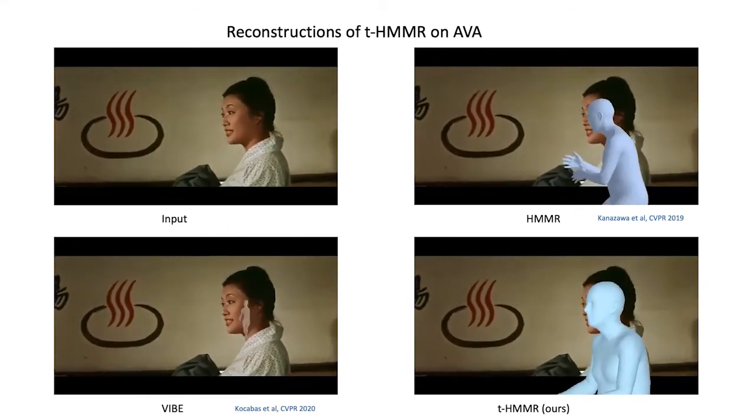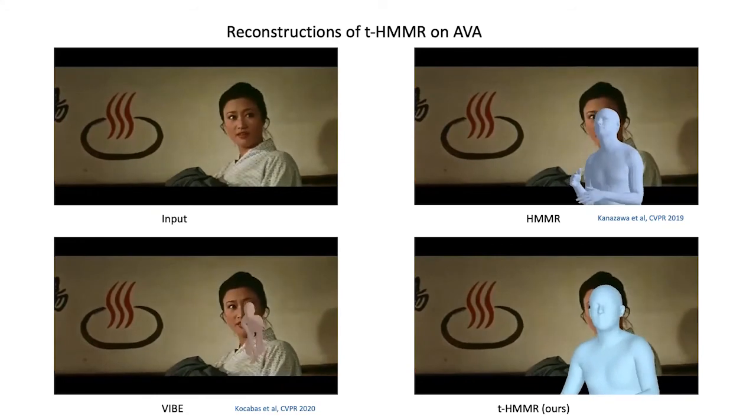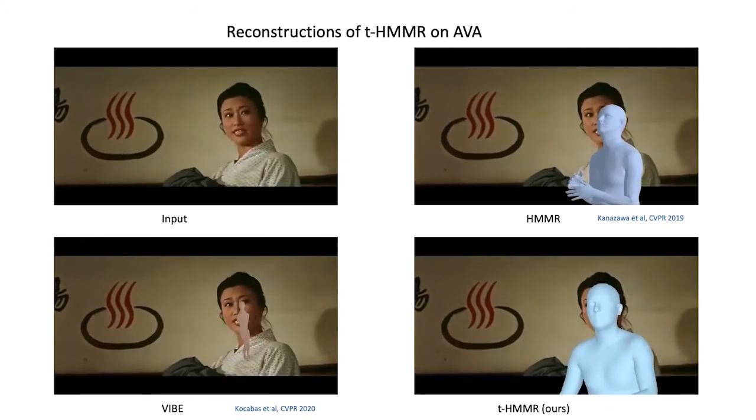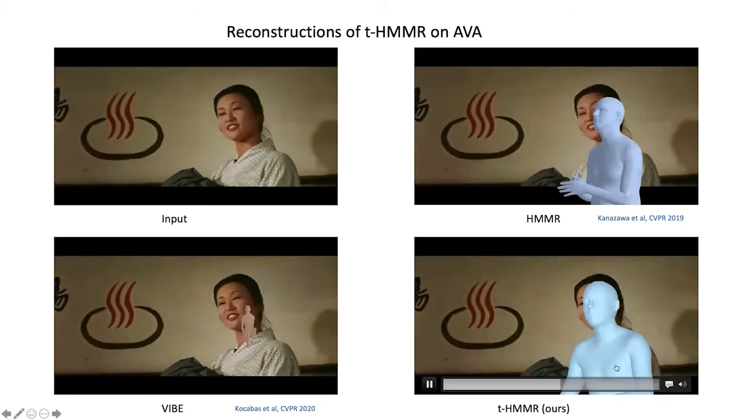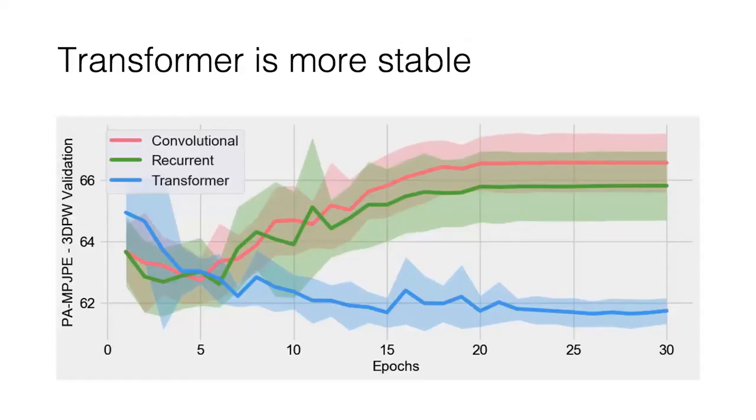Okay, and just for the sake of evaluation, you might say that this is improved because it's trained on AVA. We find that we can actually train on exactly the same dataset. We can train a CNN or an RNN, like HMMR or VIBE, on the AVA dataset, but we find that the transformer model is more stable and can handle these B-roll cases using attention.